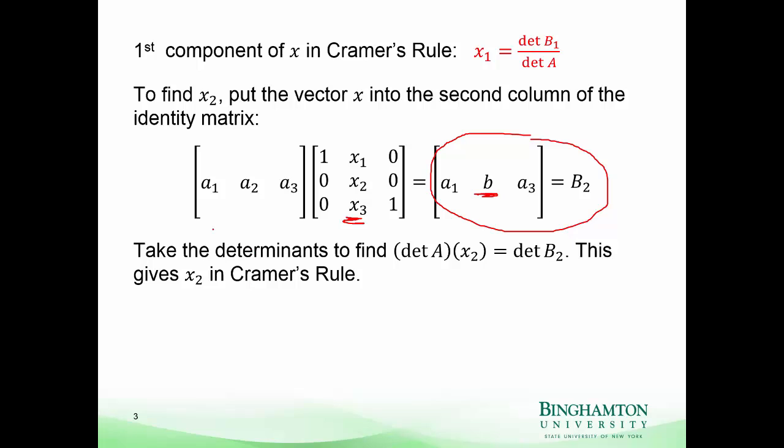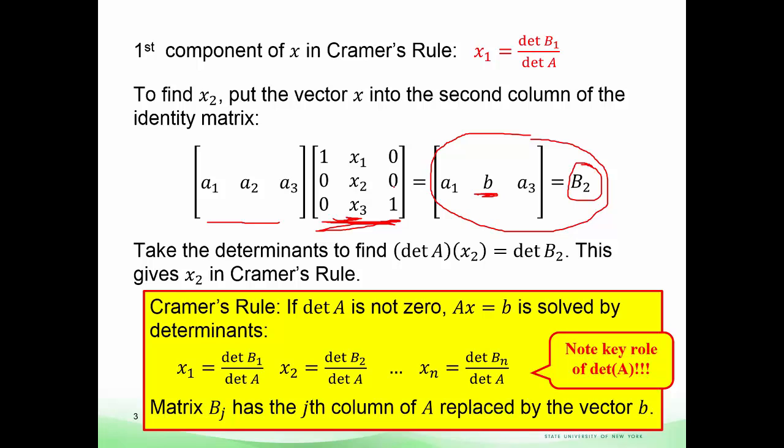And again, we do the same thing. We get determinant of A times x2, which is the determinant of that matrix, is equal to the determinant of B2. And we solve that, and we get x2 is equal to determinant of B2 over determinant of A. In fact, any one of these x's, all the way out to the last one, can be found by forming the proper Bj. And we say down here what that Bj matrix is. And so this is it.